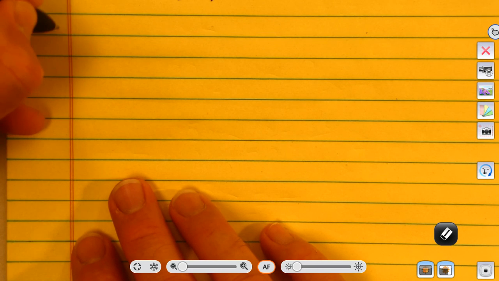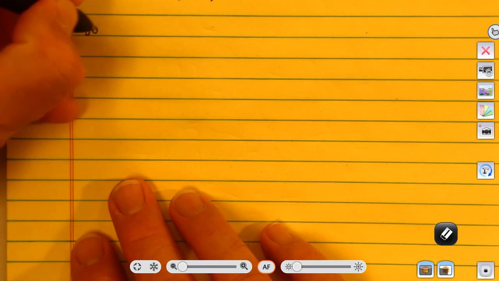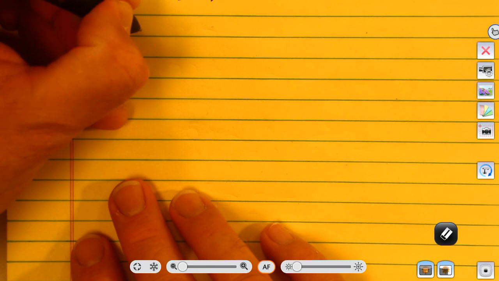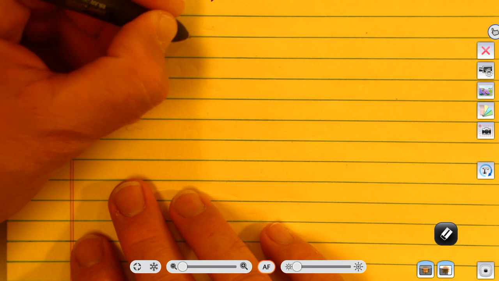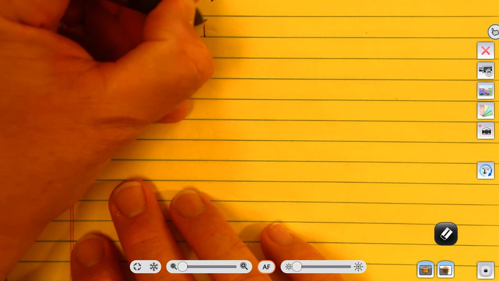For number 2, we are going to solve, graph, and write our answer in interval notation.